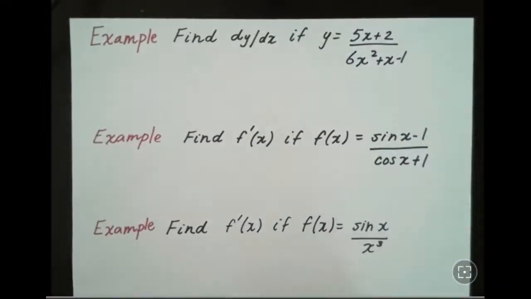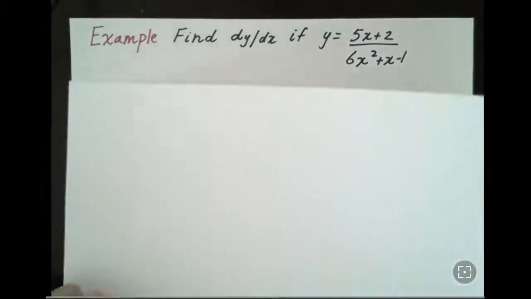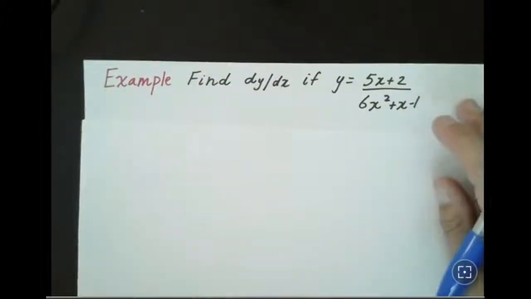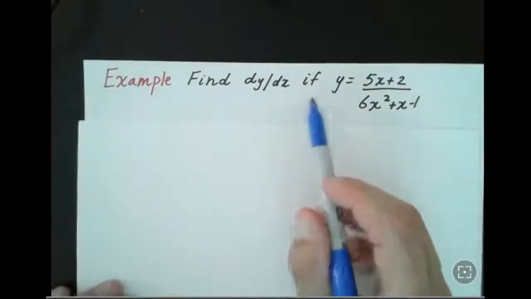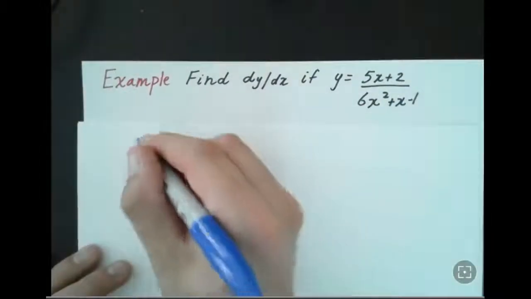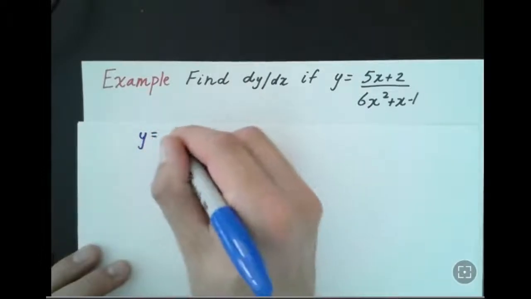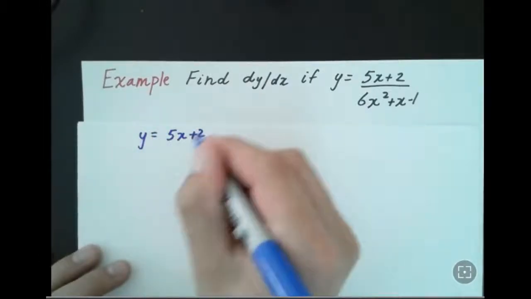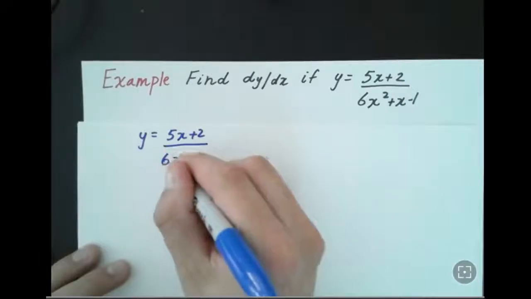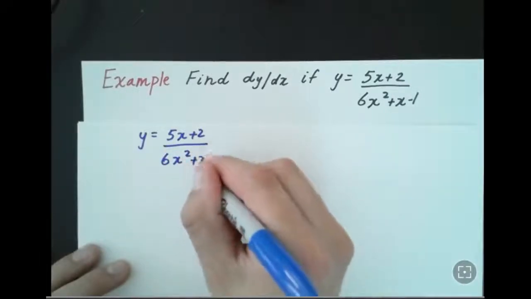Alright, so I've got three examples to show you, so we'll try to get through these. I like all three of these. It's a good mix. So let's go ahead and get started on number one. Okay, so you want to find the derivative dy dx if y equals this. So our y equals 5x plus 2 over 6x squared plus x minus 1.